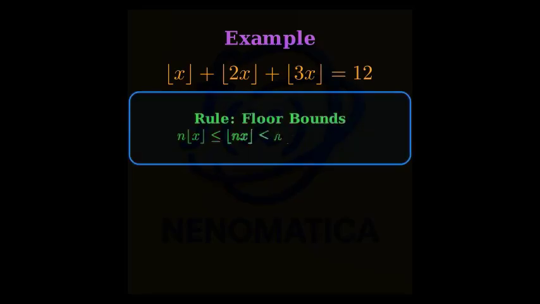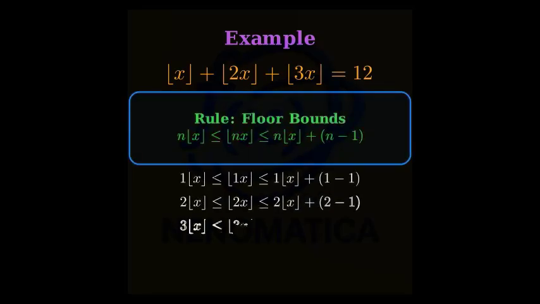Step 1. Use a key property of the greatest integer, or floor, function. For any natural number n and any real x, n times floor of x is less than or equal to floor of nx, which is less than or equal to n times floor of x plus n minus 1. Now we will apply this for n equals 1, 2, and 3.